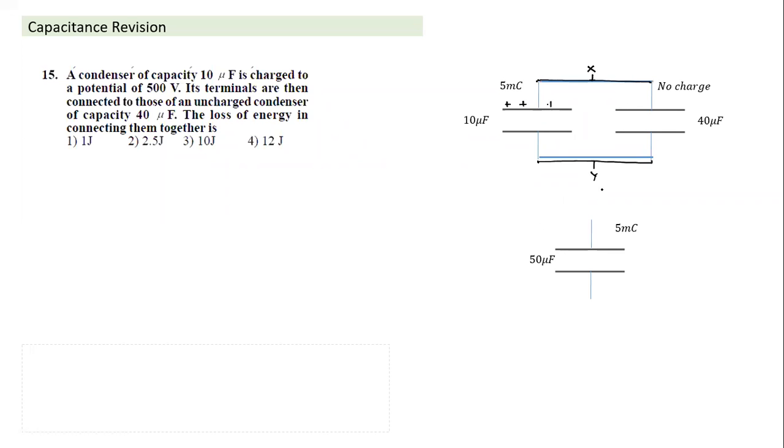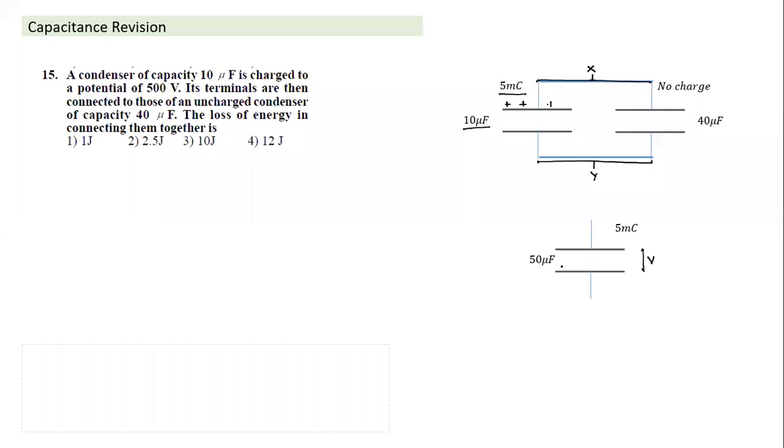So the whole thing will become equal to a 50 microfarad capacitor, a parallel combination. So the whole system is equivalent to one where the top plate will have a charge of 5 millicoulomb. Earlier 5 millicoulomb charge was on the 10 microfarad capacitor. If we connect these two with the wire, the capacitance increases, the charge remains the same, and the potential difference will change. V will change and there will be loss of energy also.